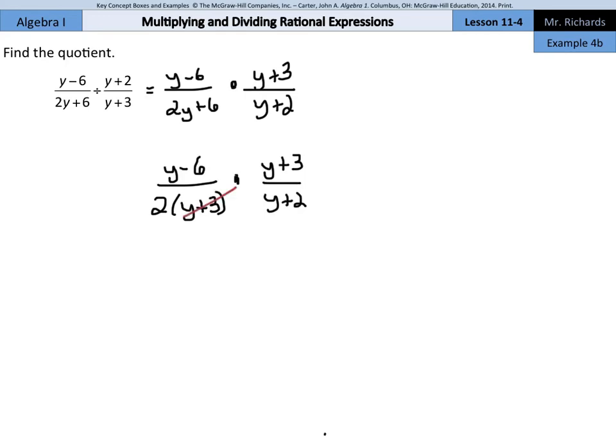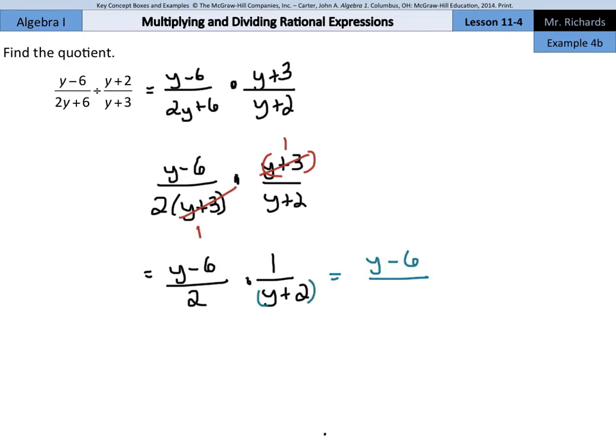So if we simplify this by dividing out the y + 3 and those become 1, we're left with (y - 6) over 2 times 1 over y + 2. Well, now I can just multiply this through. y - 6 times 1 is just y - 6, over 2 times (y + 2), and if we distribute here, is 2y + 4. And that is the most I can simplify here. We're left with y - 6 over 2y + 4.